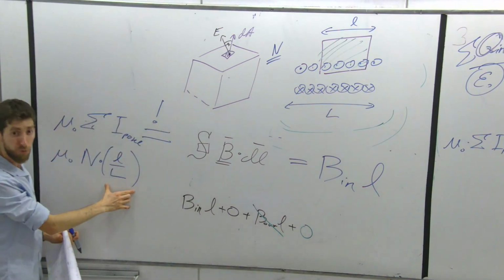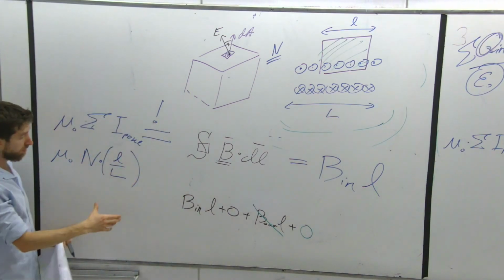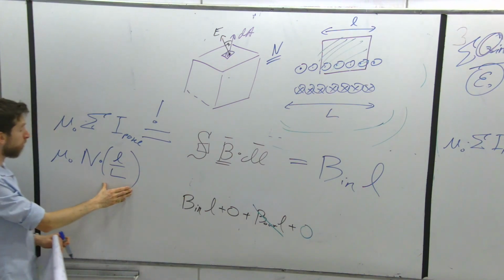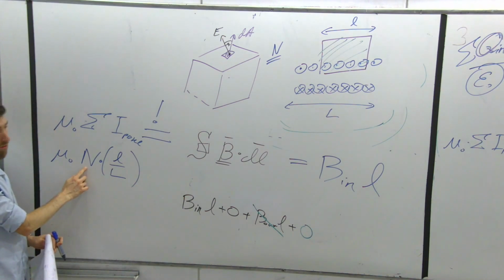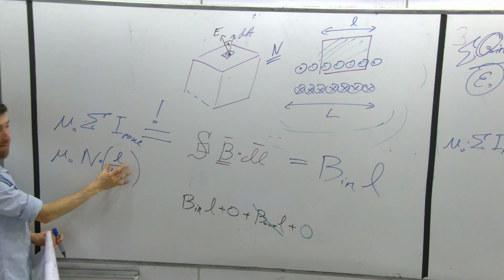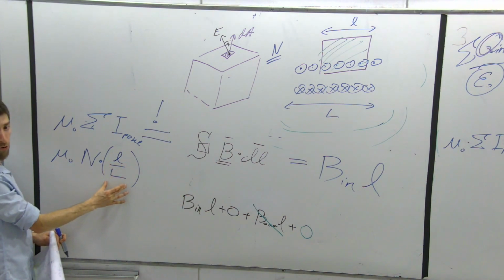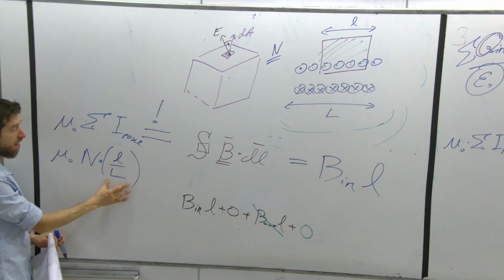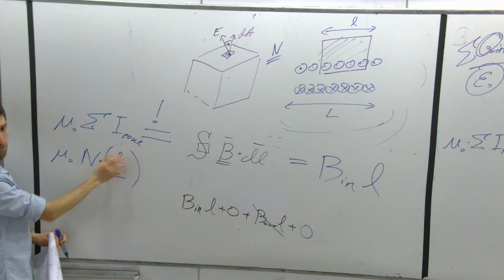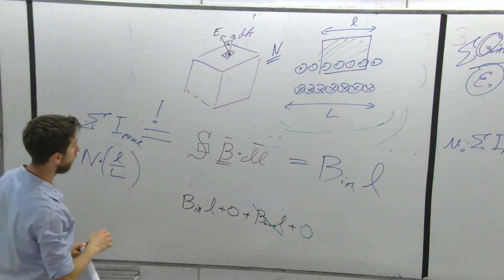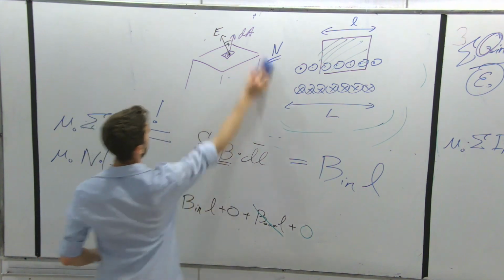So this fraction is taking care of how many of the loops I'm actually taking. It is how much area my imaginary loop takes from the whole solenoid. This is the 100%, and this is how much I take. Clear? Perfect.